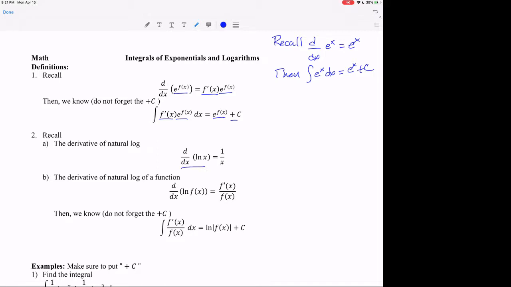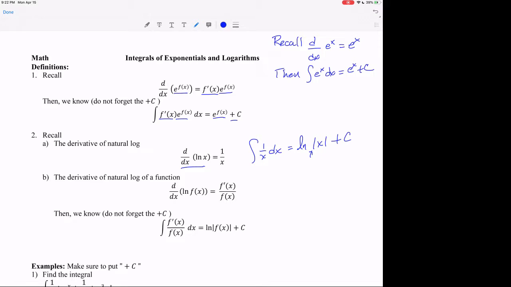So recall that the derivative of ln x is 1 over x. So then if I integrate 1 over x dx, then that equals the natural log of not just x, but I have to put absolute value bars around the x, plus c. Remember that I can only take the log of a positive function. So these absolute value bars are important, and if I don't put them, then I will take off a point.